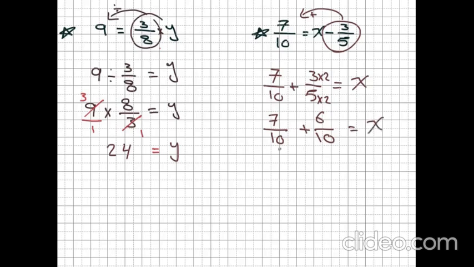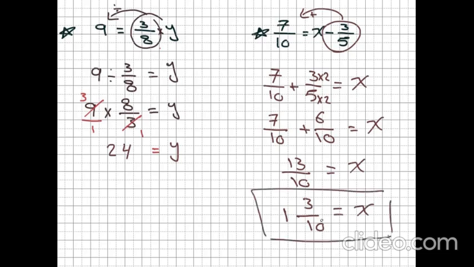Now I can add 7 plus 6, the answer is 13 over 10. The other side stays the same, x. But 13 divided by 10, the answer is 1, and remainder 3 over 10. Now the value of x is 1 and 3 over 10.